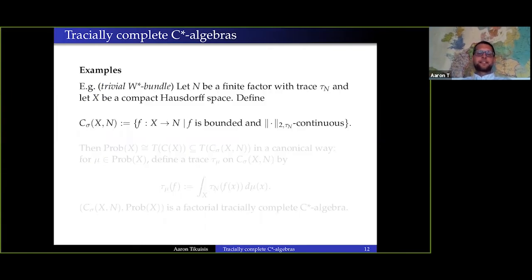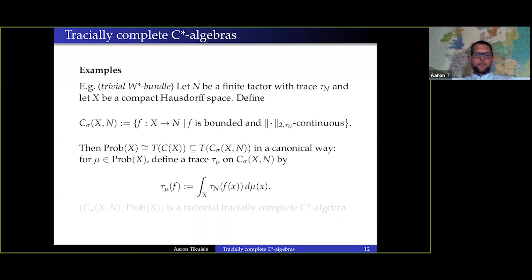Okay, some other examples. This next example is called a trivial W-star bundle. I'm not really going to say what a W-star bundle is, but it's a nice example. I think it gives a lot of intuition to what these objects really are. They're an interesting mix of measure theory and topology in a way, and this example really demonstrates that. So here we start with a finite factor N with trace tau_N, and we also start with a compact Hausdorff space X, and we define C_sigma(X, N) to be the set of all bounded functions from X to N, which are continuous in the 2-norm coming from this trace. So they're not norm continuous; they're continuous in this sort of von Neumann algebraic sense.